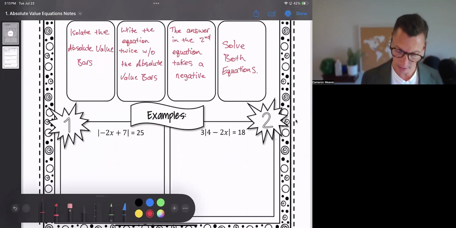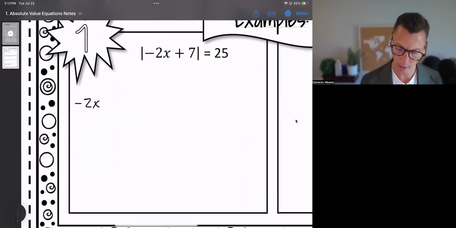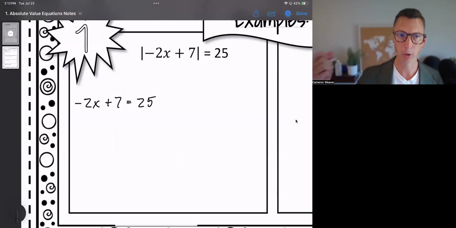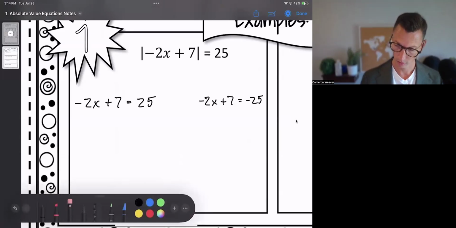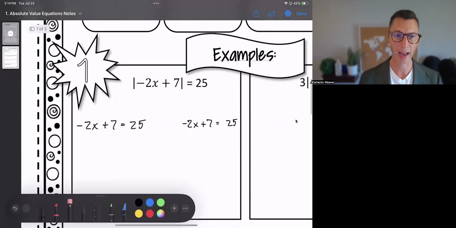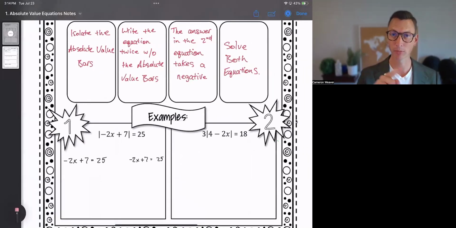Write the equation twice without the absolute value bar. So here I'm going to write negative 2x plus 7 equals 25. Now I'm going to write it again. Negative 2x plus 7 equals negative 25. Notice I simply wrote them both identically. Okay, so this was step number 2, and you'll see how quickly you'll be able to do step 2 and 3 together, right?